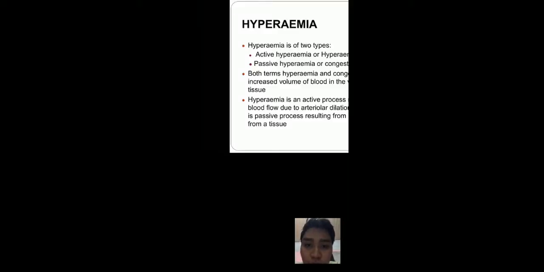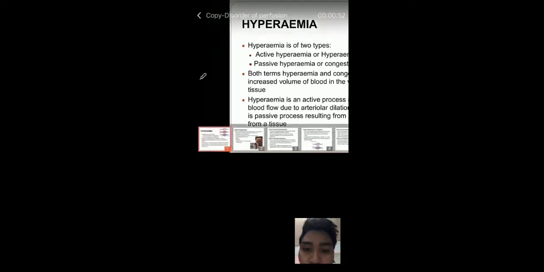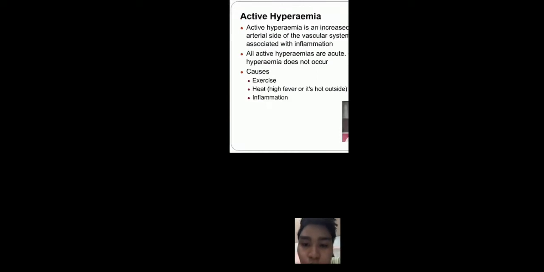Hyperemia is defined as a sudden increase of blood volume in the blood vessel. Hyperemia has two types, active hyperemia and passive hyperemia. Active hyperemia is observed from the arterial dilation, while passive hyperemia is observed from venous return. Active hyperemia is observed from the increased blood volume in an arterial dilation. All hyperemia are acute. Chronic active hyperemia does not occur.